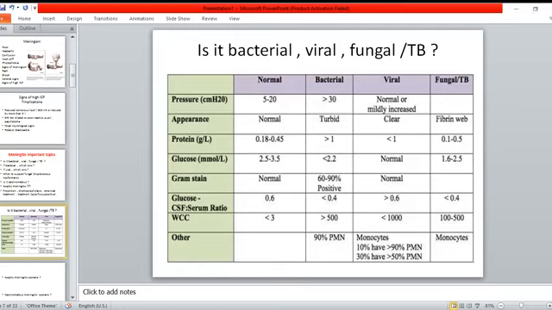Okay, so let's move on. So usually from looking to the CSF parameters, you will know which kind of meningitis you are dealing with.